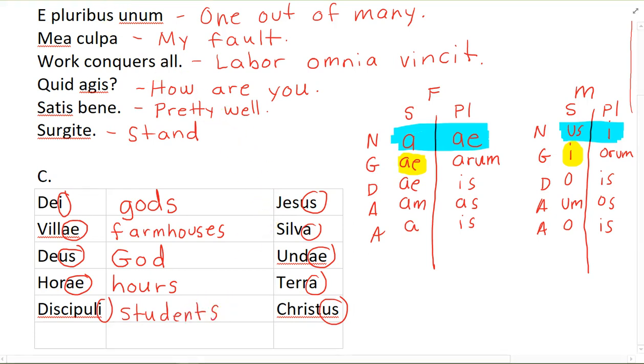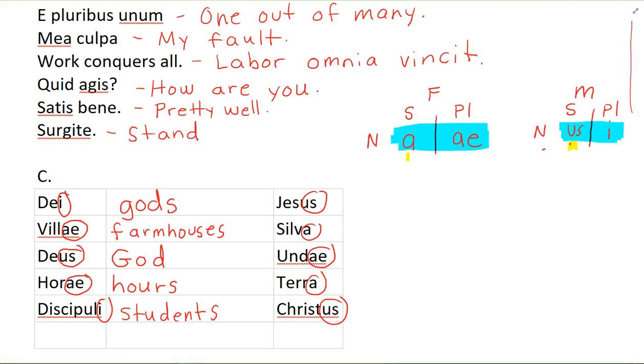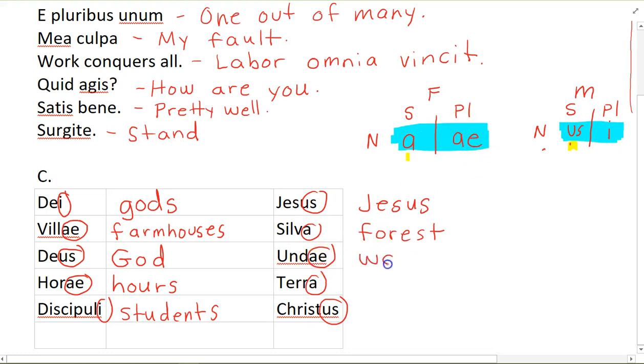And this is where I made my fatal error. I need to make some room to write these answers, but since we're only working with the nominative, I'll just move all these other little guys out of the way. Yay, look at that cool eraser I have. All right, and we're back. Jesus, Jesus. If you notice, it's on the singular, us side. Silva, over here on the singular side for one forest. Unda would be wave, but undae is on the plural side, so it's waves.